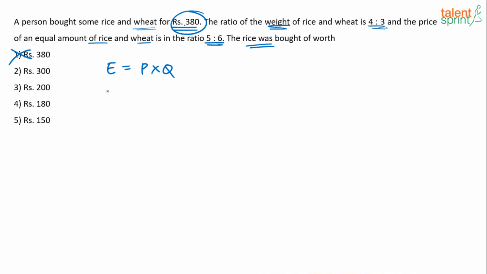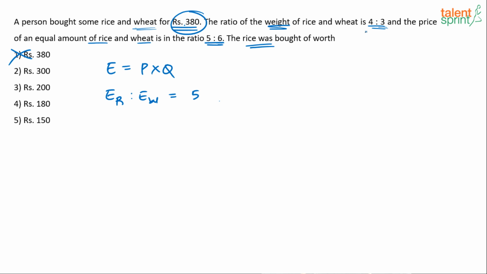So I can simply say that the expenditure on rice is to expenditure on wheat. You don't have to write the steps in the exam. I'm just trying to explain to you in detail. Expenditure on rice is to expenditure on wheat is going to be price of rice into quantity of rice is to price of wheat into quantity of wheat.